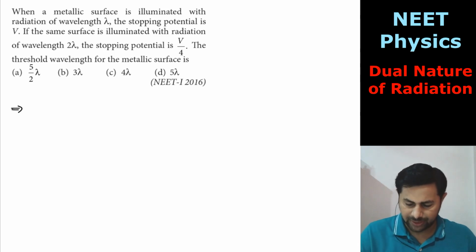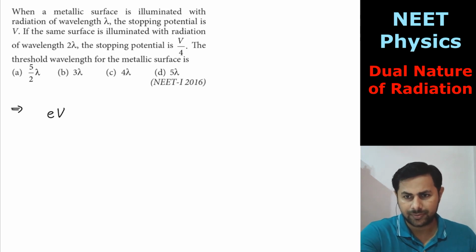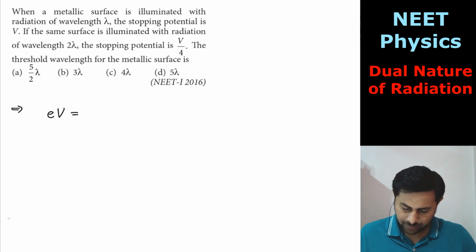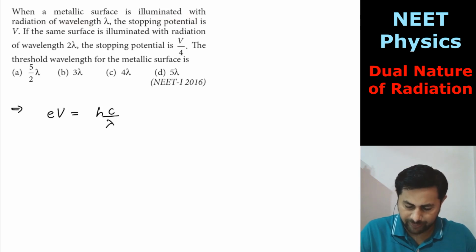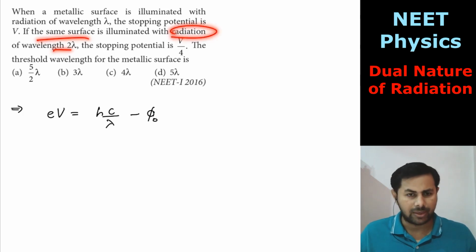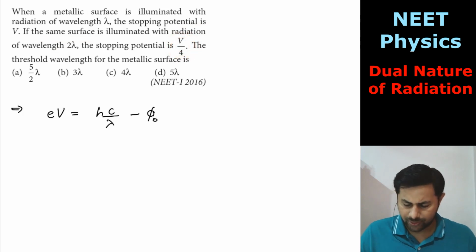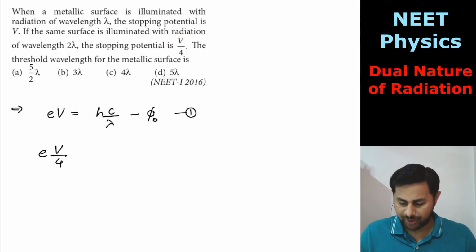When a metallic surface is illuminated with radiation of wavelength lambda, stopping potential is V. Okay, so we can write that eV would be equal to hc by lambda, because it is illuminated by wavelength lambda, minus phi naught. And then if same surface is illuminated with radiation of wavelength 2 lambda, the stopping potential becomes V by 4. So this is the first case. Second case, stopping potential becomes V by 4, so e times V by 4 is equal to hc by 2 lambda minus phi naught, right? This is your equation 2.